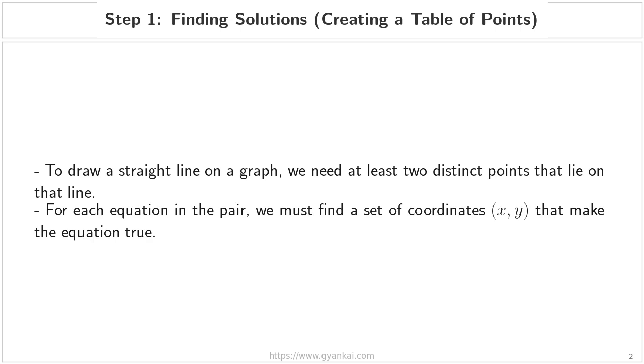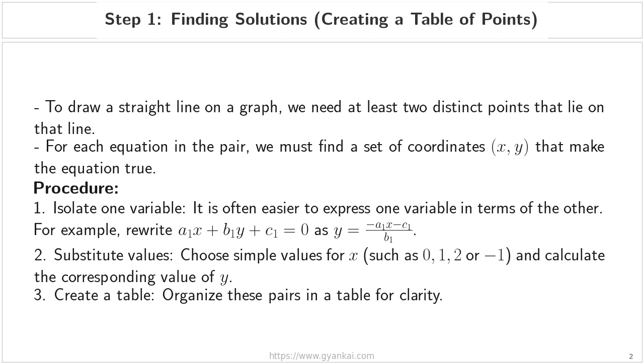Step 1. Finding solutions, creating a table of points. To draw any straight line on a graph, you can't just guess. You need at least two distinct, accurate points that lie on that line. Since we are dealing with a pair of equations, we need to repeat this process for both equations to see where they eventually meet. Our goal here is to find a set of coordinates, which we call x and y, that make each specific equation true. So, how do we actually do this?